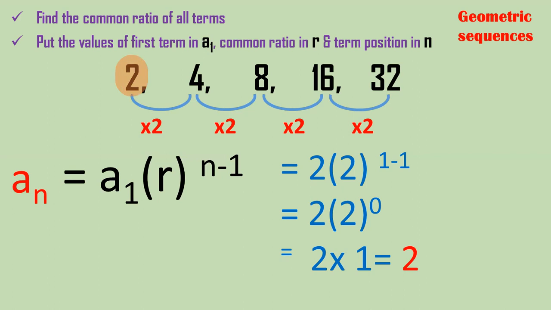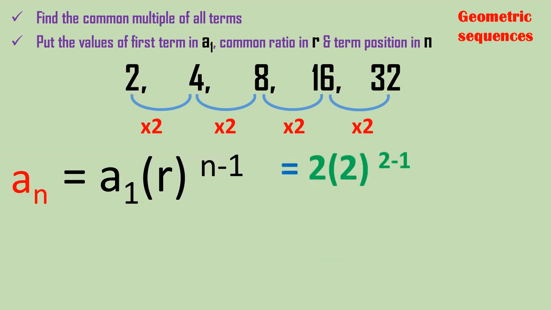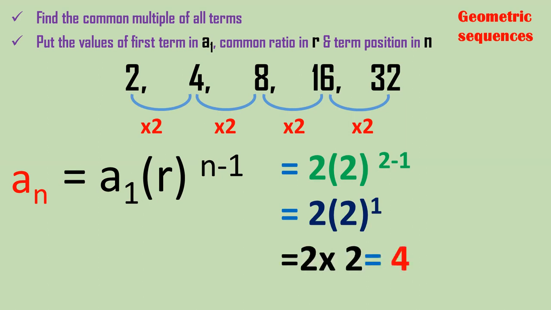In the same way, if I substitute the value 2 into 2 raised to the power, n is equal to 2 minus 1. So this will produce 2 times 2 raised to the power 1. So that is producing 2 multiplied by 2 is equal to 4. So you can see this is my second term value.